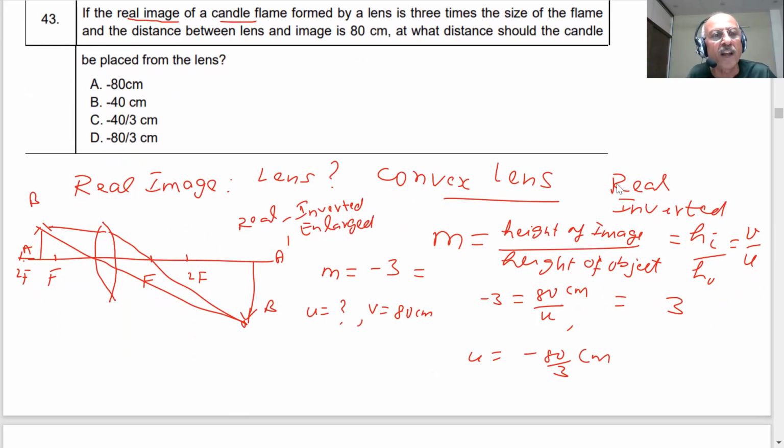As you can see, student, the object distance has to be negative, because the object is always placed in front of the lens. Therefore, u has to be negative. You are getting a negative value, and the image is three times, real and inverted. This can be found only by a convex lens. Therefore, our answer is D, student. Answer D. Pay attention, student. Answer D.